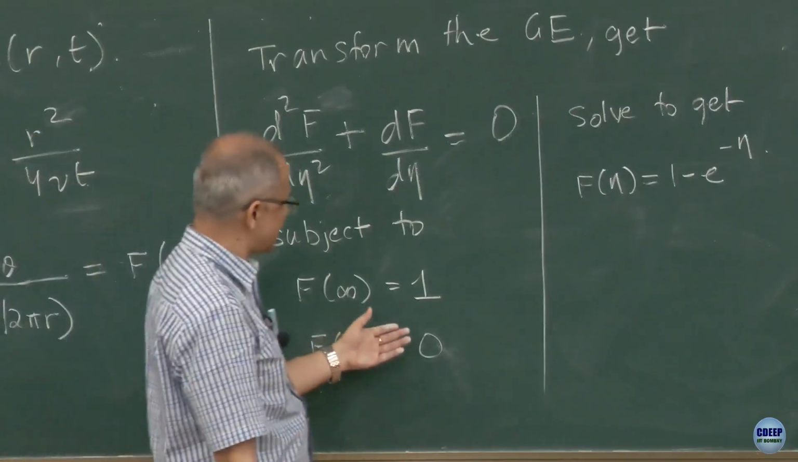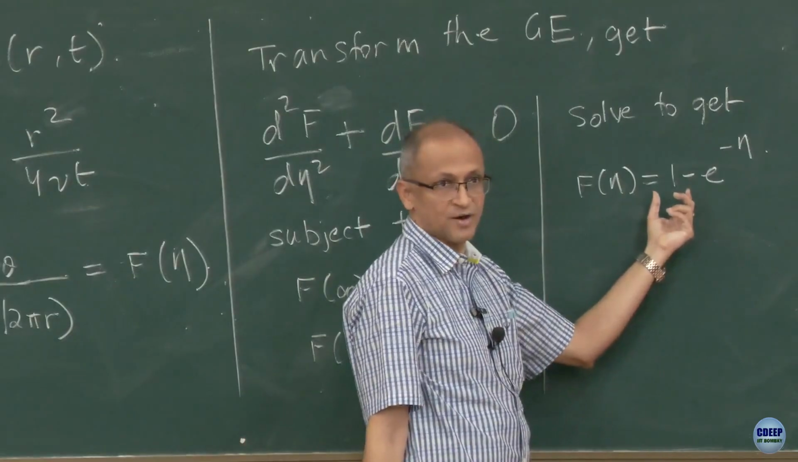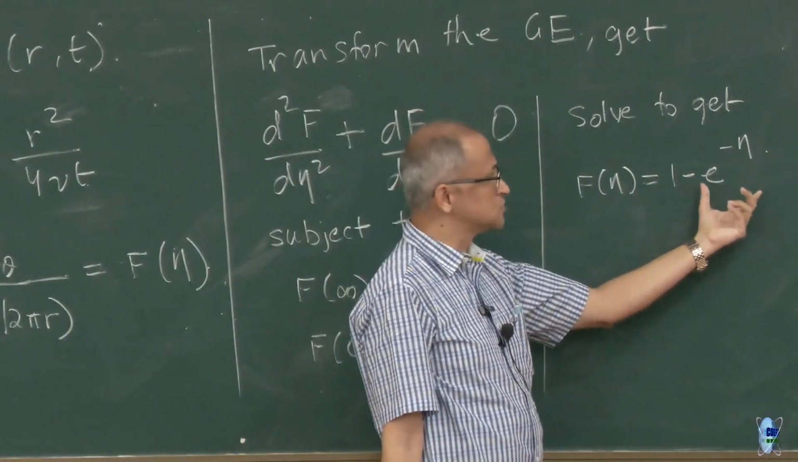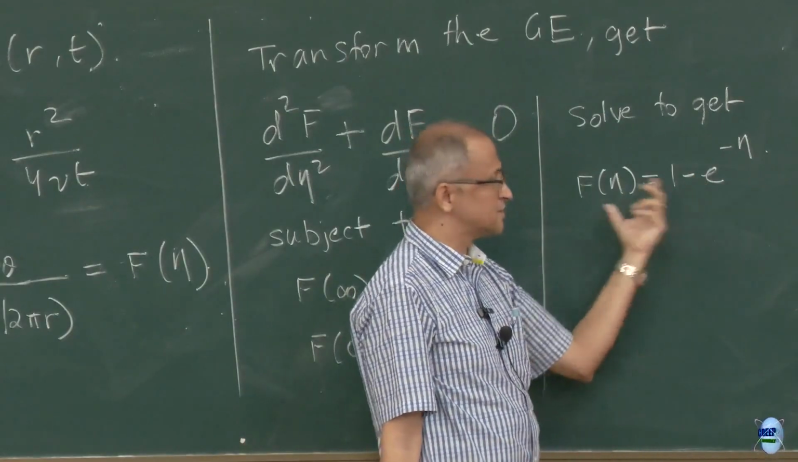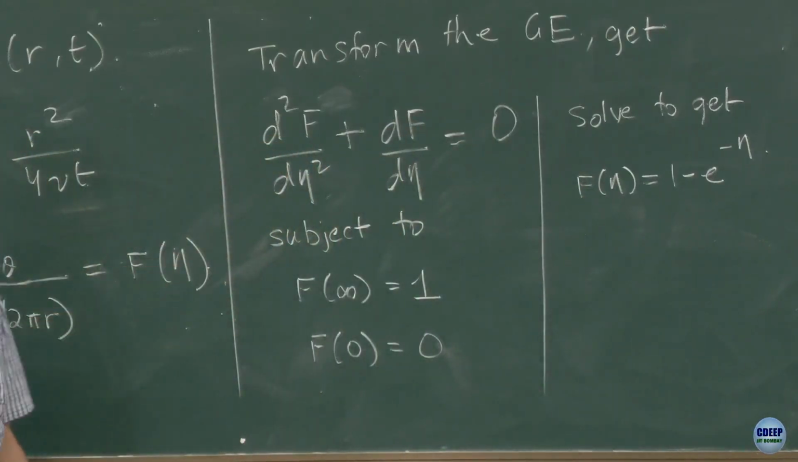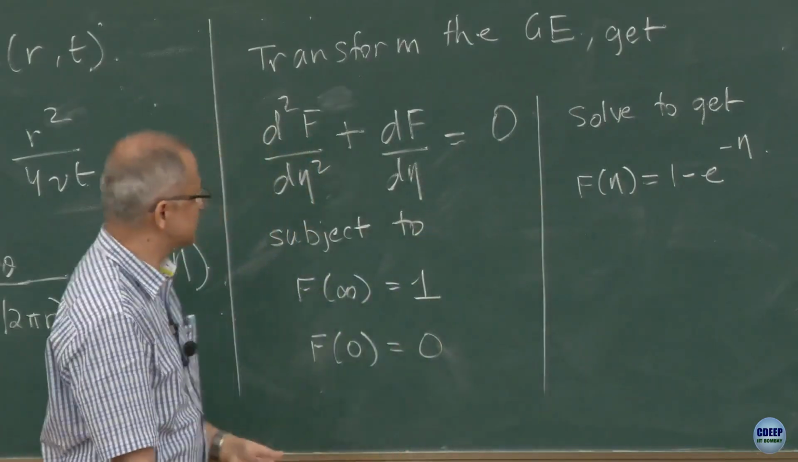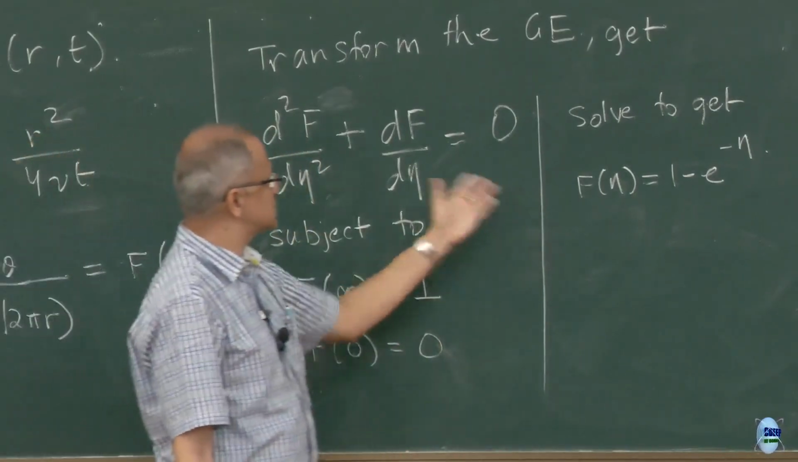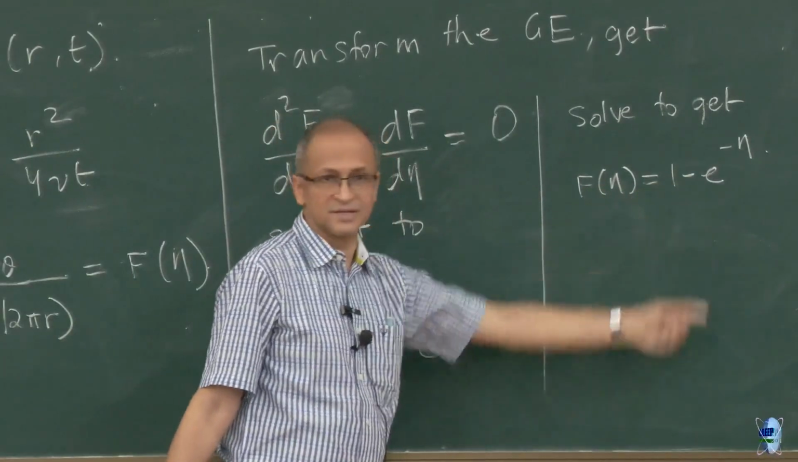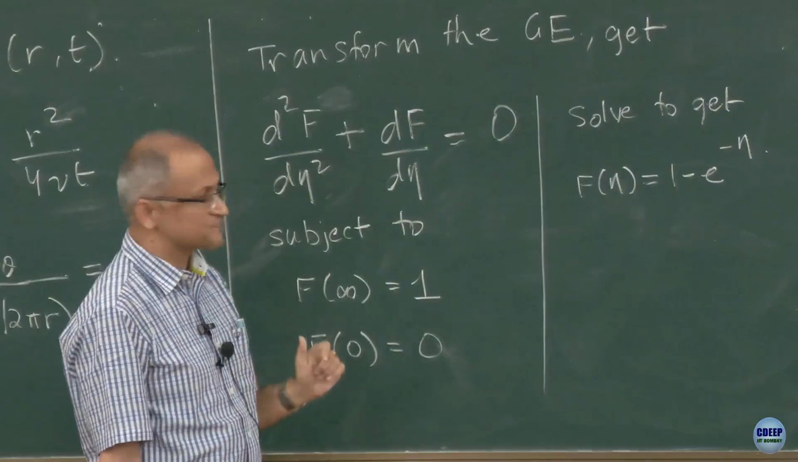As you can see, as eta tends to infinity, this term becomes 0 and my solution goes to 1. And when eta is equal to 0, then this becomes 1 and 1 minus 1 is 0. So this satisfies both these two conditions. And it does satisfy the governing equation. You can substitute that and verify that it does satisfy it. Just put it in and you'll see that.